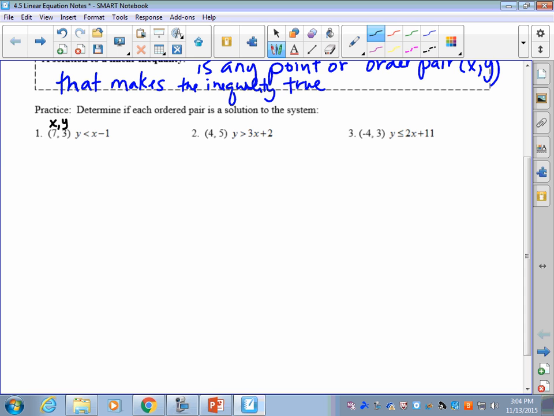So instead of writing y, I'm now going to write what? 3. Yeah, 3 is less than, instead of x, I'm going to do 7 minus 1. And we're going to simplify that. We're just going to go ahead and do the subtraction. 7 minus 1 is 6, right? And is 3 less than 6? Yes, this is true. If we have a true statement, then it is a solution. Okay?